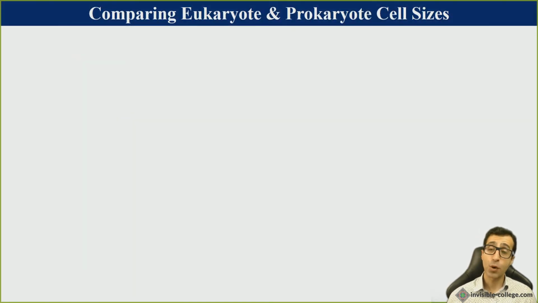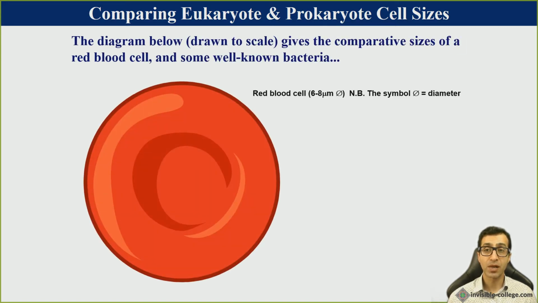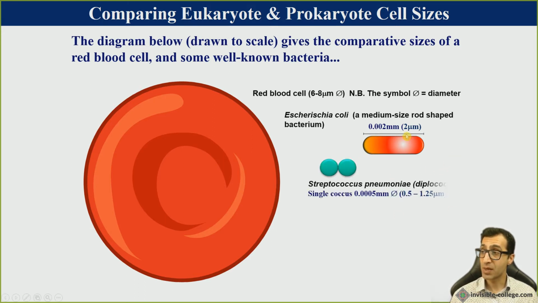Now, in comparison to Eukarya, prokaryotes are typically much smaller. So if we take an average human red blood cell, we can see that the E. coli bacterium, relative to that, is far smaller in size. It's only about 2 micrometers in length, whereas the Streptococcus pneumoniae bacterium is even smaller than that. So typically a single coccus, and these are diplococci, which typically will pair up like this, but a single one of these is on the order of between 0.5 micron and 1.25 microns.